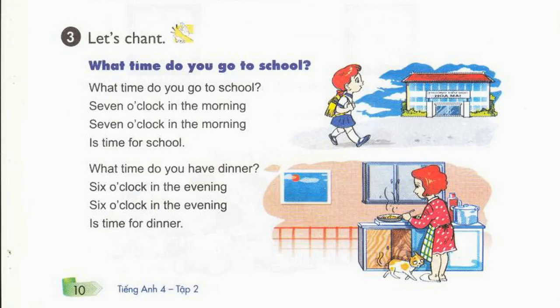Page 10. Activity 3. Let's chant. What time do you go to school? 1, 2, 3, 4. What time do you go to school? 7 o'clock in the morning. 7 o'clock in the morning is time for school. What time do you have dinner? 6 o'clock in the evening. 6 o'clock in the evening is time for dinner.